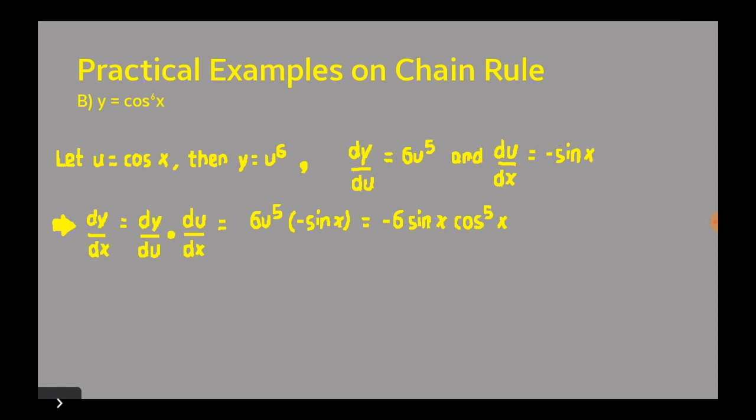Then let's use the chain rule. dy over dx equals dy over du times du over dx. Then we get the derivative, 6u to the power of 5 times minus sine x. Now we have identified the chain rule. Substituting the known value for u, cos x, we get minus 6 sine x times cos to the power of 5 of x.